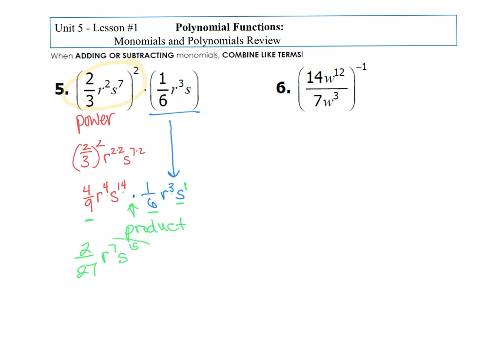Okay, this is done. There's nothing left to do. We got it down to one monomial answer, one term, one grouping. All right, number 6, it looks a little bit different. Okay, but let's look at what we have.